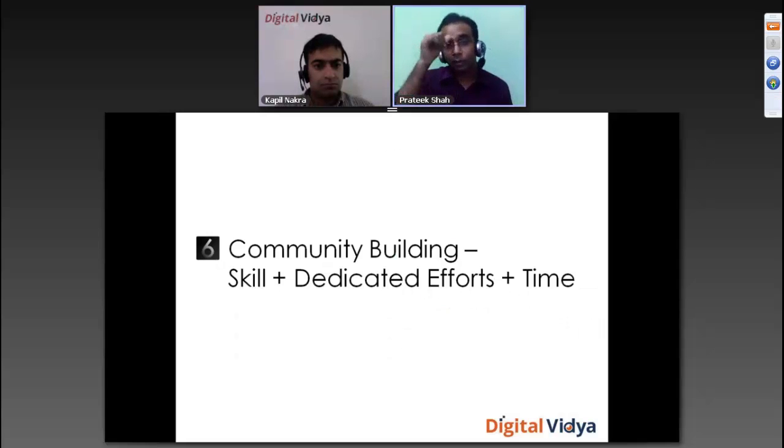Community building. A lot of people want to build communities and then sell their products and do the things they're trying to do. The only things required are, one, a natural or definite skill which is different from others. Secondly, dedicated effort. It doesn't just happen overnight, not even in 5 or 6 months. It takes years in most cases. So the last important thing is time.